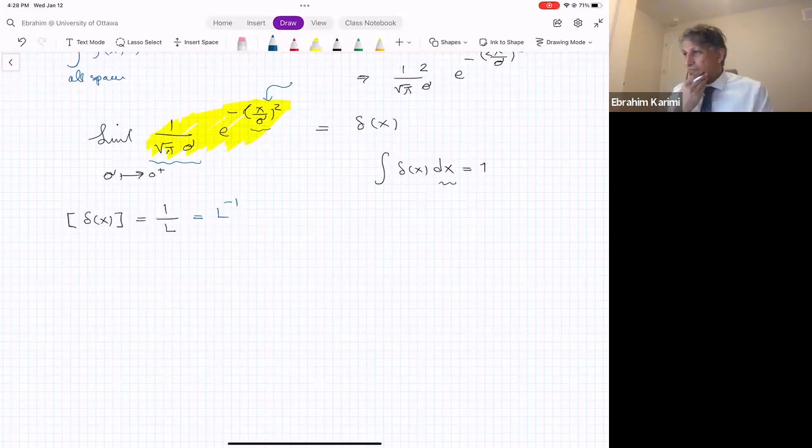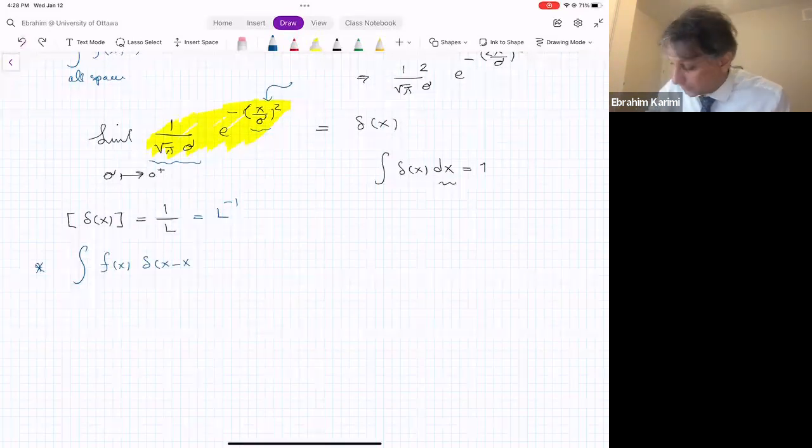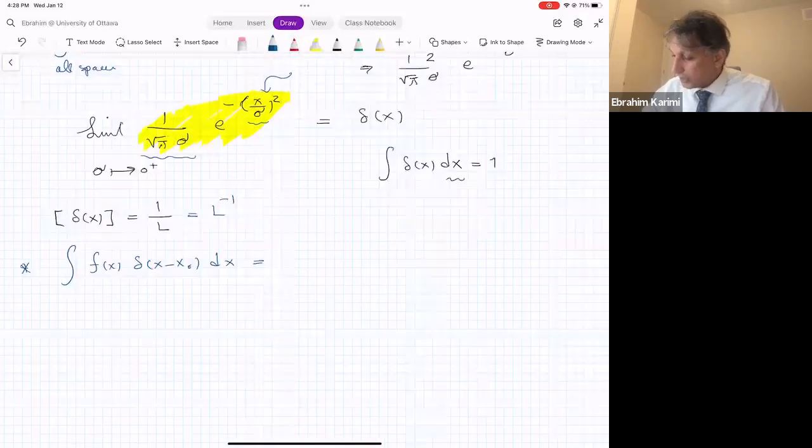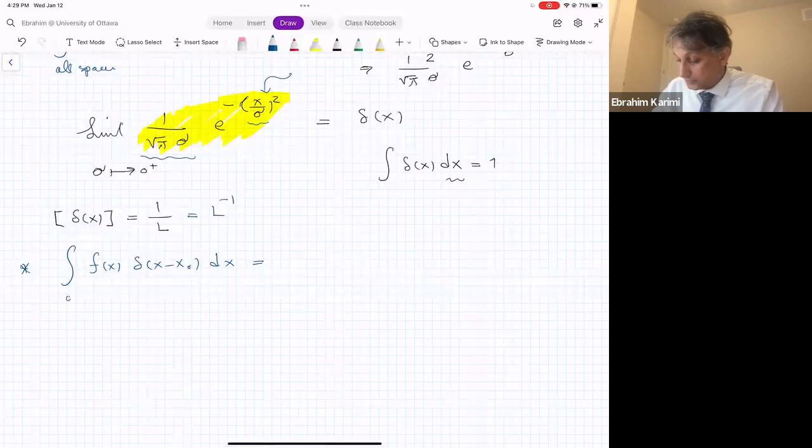So let's look at a few properties of delta functions. The first one, as we use, is what happens with the integral of a function of x, delta of x minus x prime, or let's say x0, dx. So you can take this integral over any range, I mean, over all space.